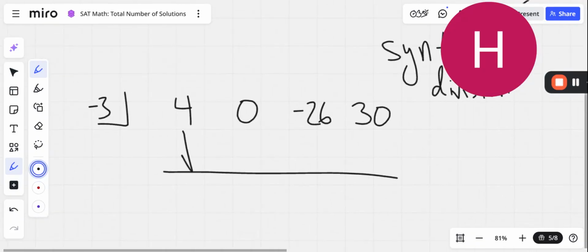Follow the process. If you're not familiar with the process of synthetic division, you got to go review it. If you haven't hit that part of Algebra 2 yet, then my apologies, but you're going to have to learn some of this stuff because it's probably going to come up on the SAT.